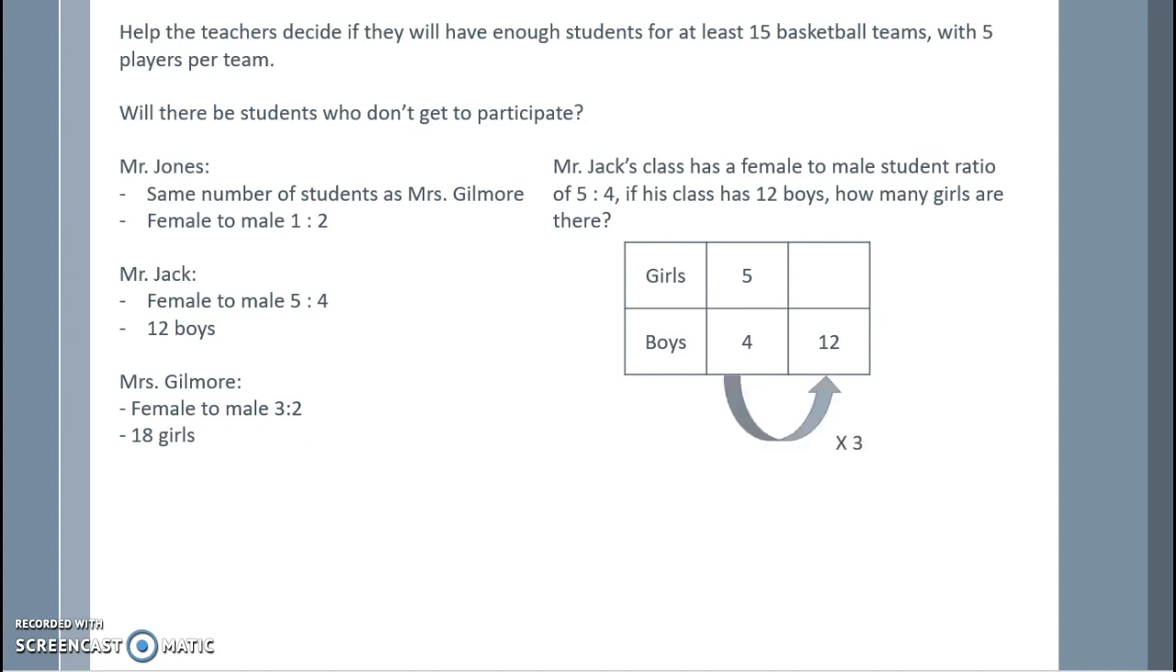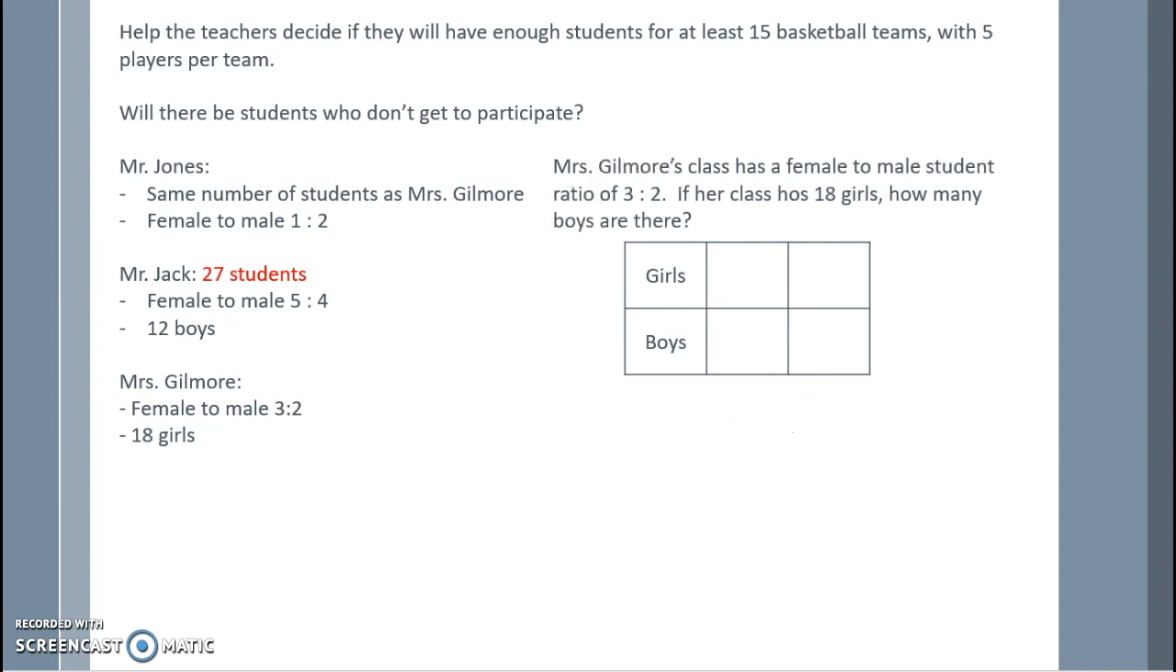Well, 4 times 3 gives us 12. Therefore, 5 times 3 is 15. Now we can find out how many total students we have by adding 15 girls plus 12 boys for 27 students. Let's go visit Mrs. Gilmore's class. She also has a female to male student ratio of 3 girls to 2 boys.